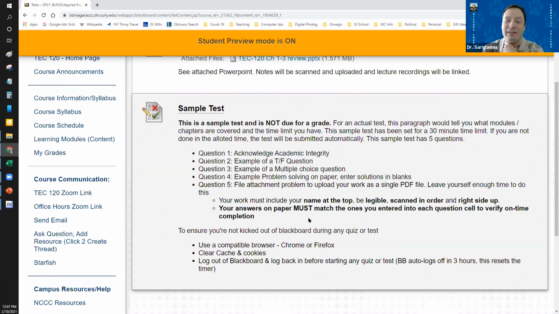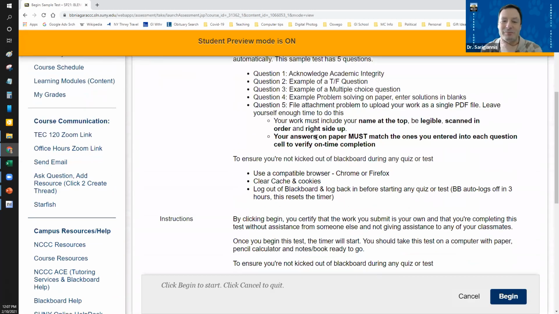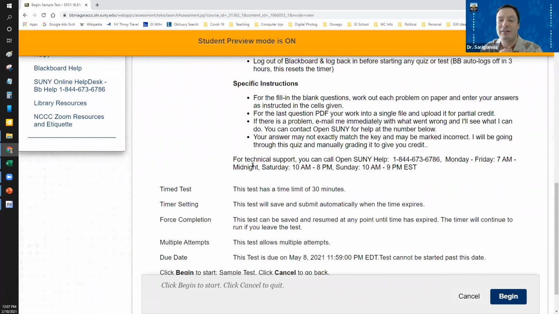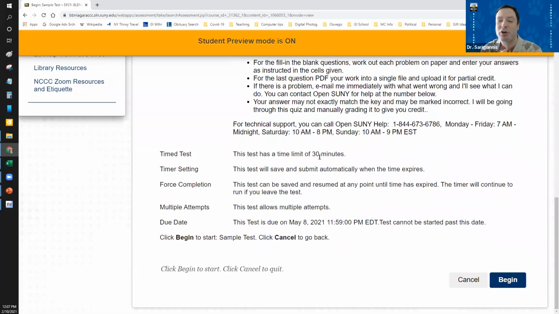If for some reason, well, let's walk through this and you'll see. So let me click the sample test. And again, this is going to be similar to what you're going to see in a regular test. The regular test is also going to have this information about Blackboard support, technical support. The SUNY Help Desk is open Monday through Friday, 7 to midnight, and Saturday 10 to 8, Sunday 10 to 9. It tells you the test time, 30 minutes. It tells you it's going to be submitted automatically when the time expires. The test can be saved and resumed at any point until time is expired.